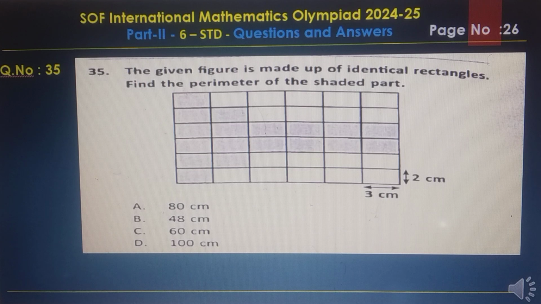Question number 35. The given figure is made up of identical rectangles. Find the perimeter of the shaded part. Here options A, B, C, D are there, and here 3 centimeters is mentioned, and here 2 centimeters is also there.